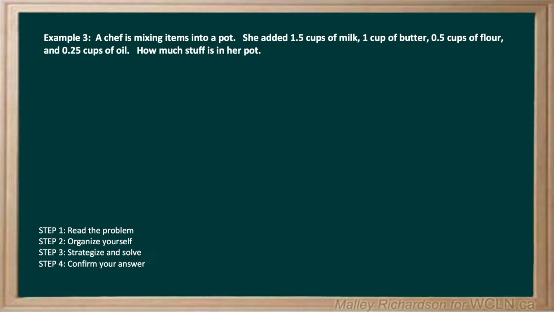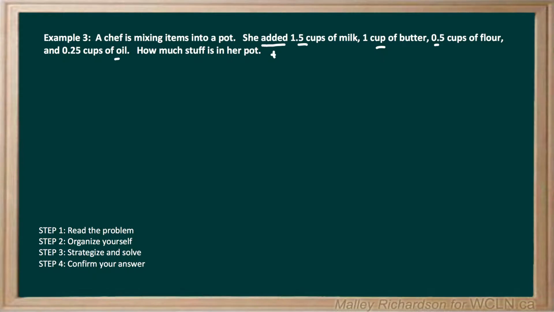So now we're going to move on to step 2 where we organize ourselves. We need to find any key terms and underline them. The key term in example 3 is the word added. And as it is stated directly in its word, we need to add all of these cups together. So the cups of milk, the cups of butter, the cups of flour, and the cups of oil.